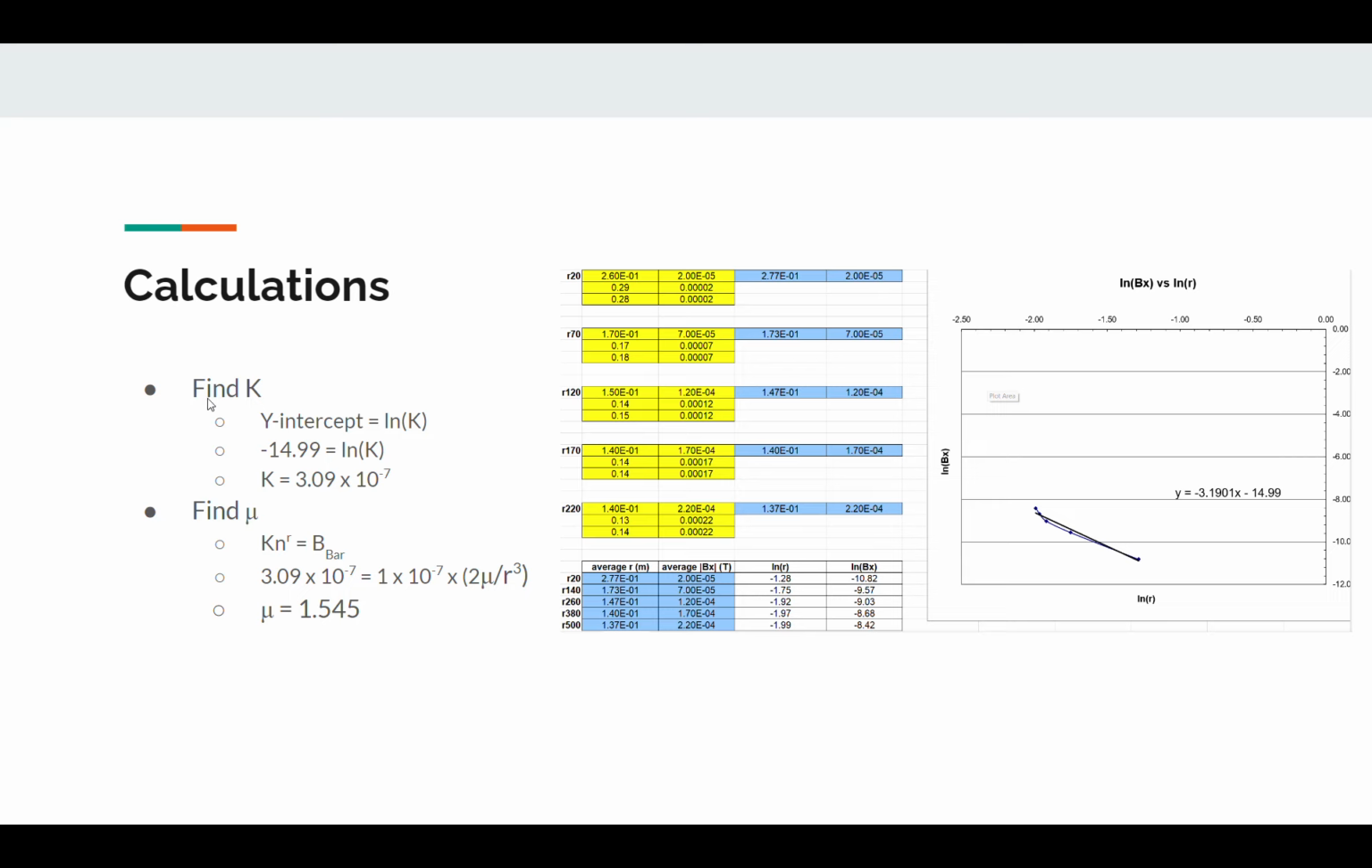So I found k. Using the y-intercept, we know that that's natural log k. And then plugging in a few more numbers, we got the dipole moment was 1.545 amp meters squared.